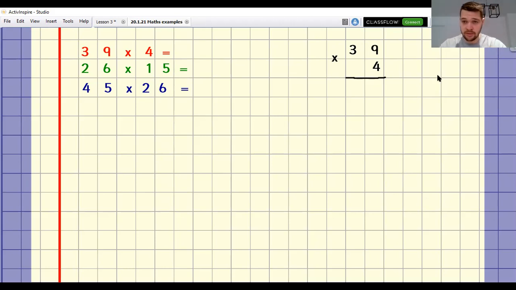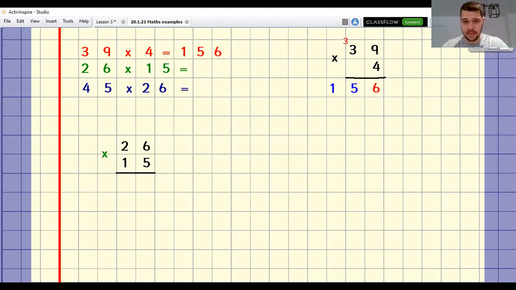So let's start with 9 times 4. 9 fours are 36. So we can put our 6 and carry our 3. 3 fours are 12 plus my 3 that I carried over is 15. So the product of 39 and 4 is 156. Hopefully we're becoming more and more confident with that now.